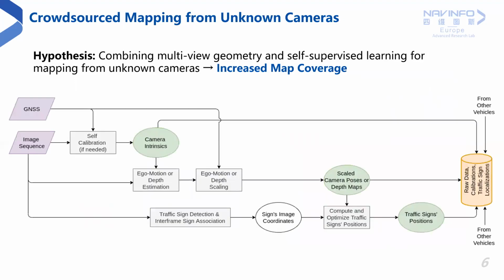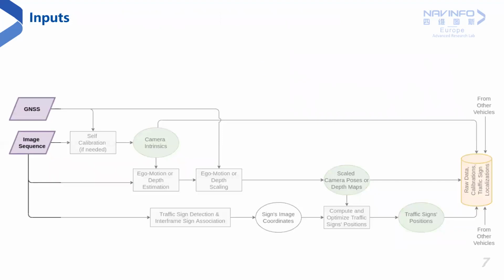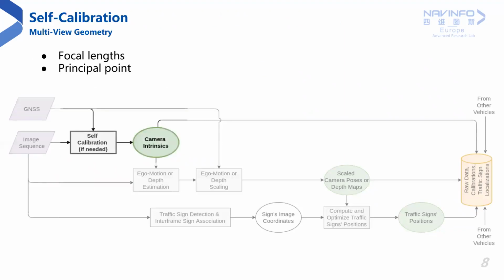Here is our proposed framework. The input to the system is a set of n images and a corresponding set of GPS coordinates. Given the images and the GPS coordinates, we then perform camera self-calibration to extract the camera intrinsics, namely focal lengths and the principal point, which are unknown for crowdsourced data. We can utilize either the multi-view geometry or deep learning-based approaches for self-calibration.